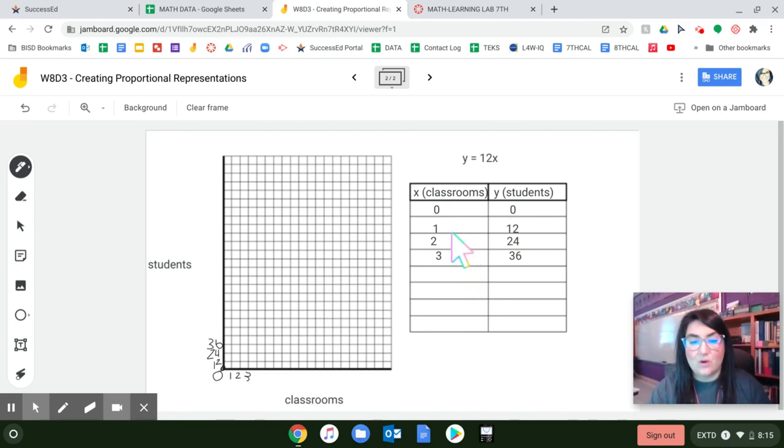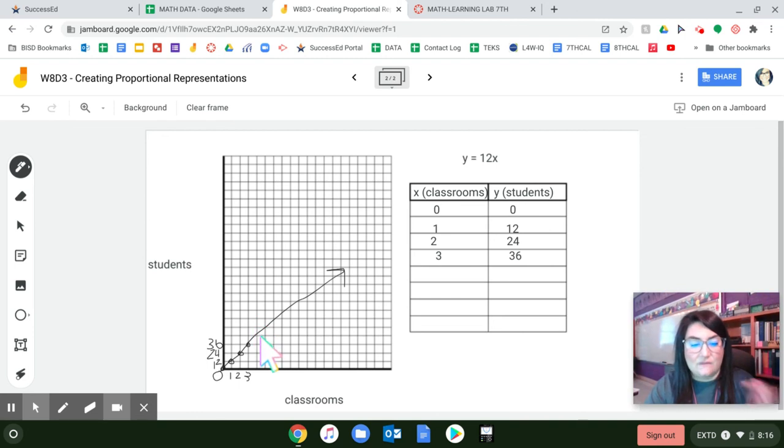The next one would be 1 is our X value and 12 is our Y value. So 1 classroom is 12 students. 2 classrooms is 24 students. 3 classrooms is 36 students. So it's creating a proportional relationship. It goes through, starts at 0, 0, and it's going to go up in a straight line. Obviously, that's not straight, but you know what I'm saying.